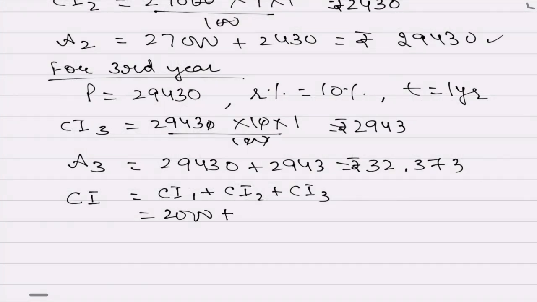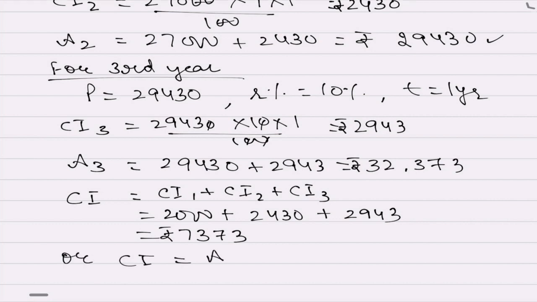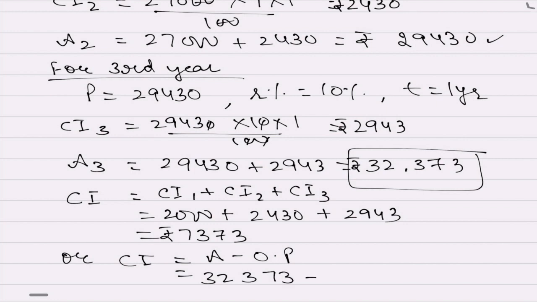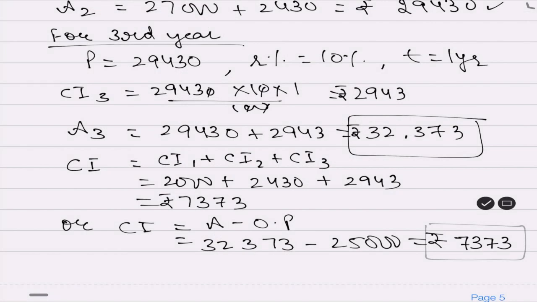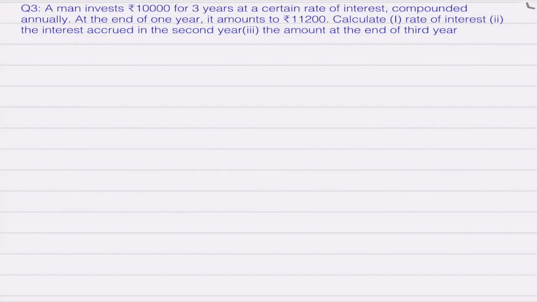So I am adding first year 2,000 plus 2,430 plus 2,943. So this is 7,373 rupees, or compound interest is amount minus original principal. Final amount was 32,373 minus 25,000. 7,373 rupees. Got it? So the amount for the 3 years is 32,373 and the compound interest for 3 years is 7,373.